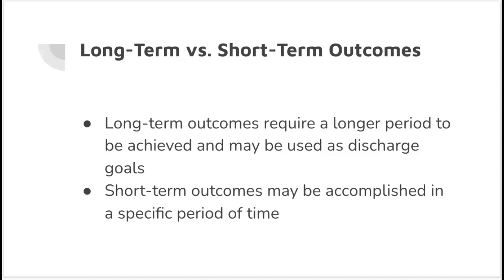Learning to identify and write appropriate outcomes does take some practice. Here we have some general types of outcomes that we as nurses deal with. We have the long-term versus the short-term. Long-term outcomes require a longer period to be achieved and may be used as a discharge goal. Short-term outcomes may be accomplished in a specific period of time. Sometimes these short ones can be shift specific.